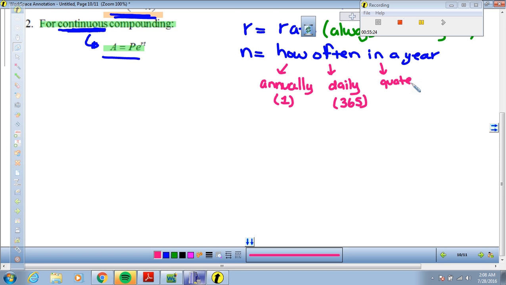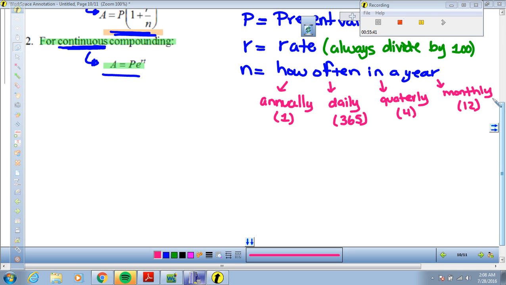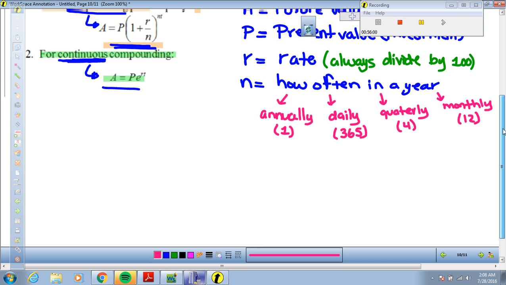It could be quarterly, so 4 times within a year. It could be monthly. So you have to think, how many months are there in a year? 12. So every month, some interest will be accumulated. Annually is 1 time in the year. Daily is 365 days. Quarterly means 4. Monthly means 12. I think those are the most common vocabulary words that I see used in this problem.